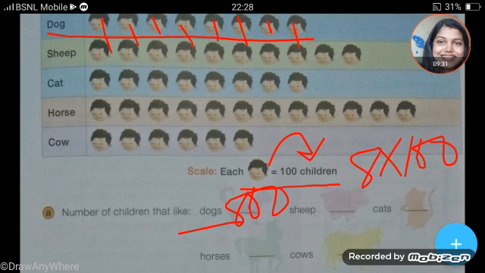Similarly, next is sheep. So 1, 2, 3, 4, 5, 6, 7, 8, 9, 10.